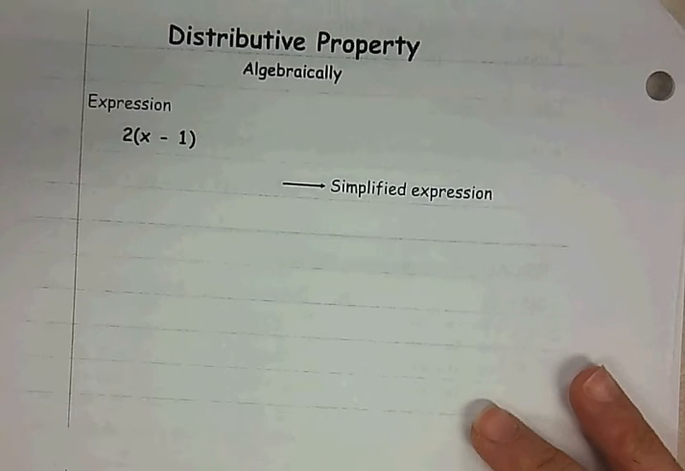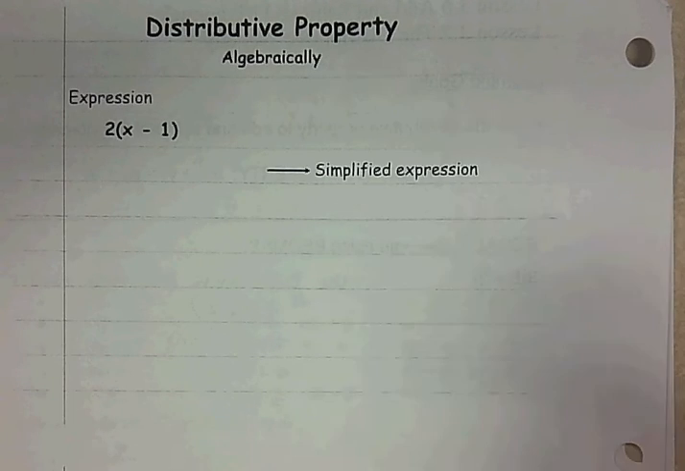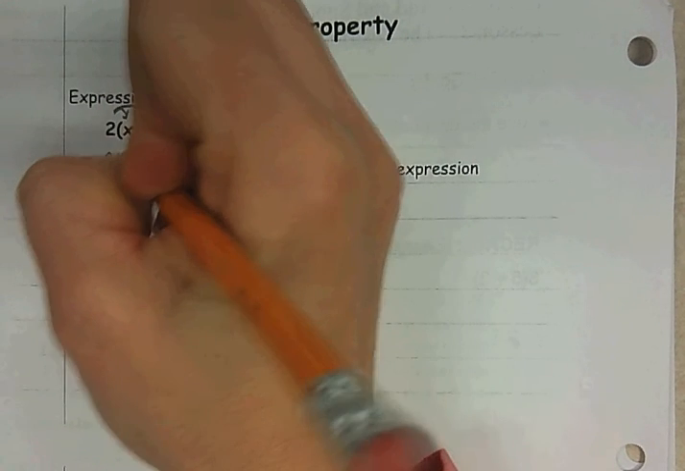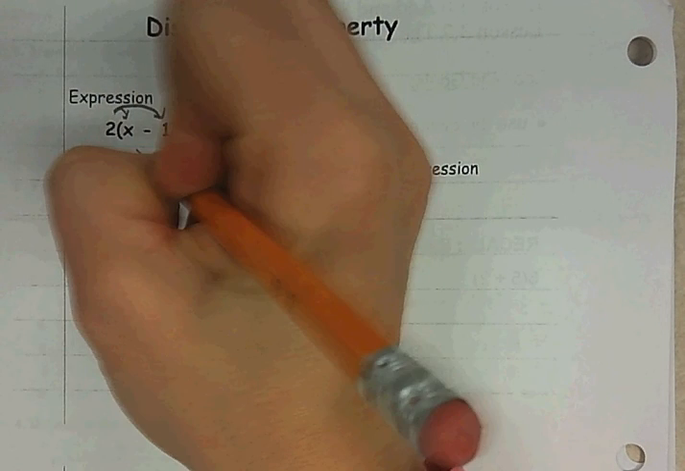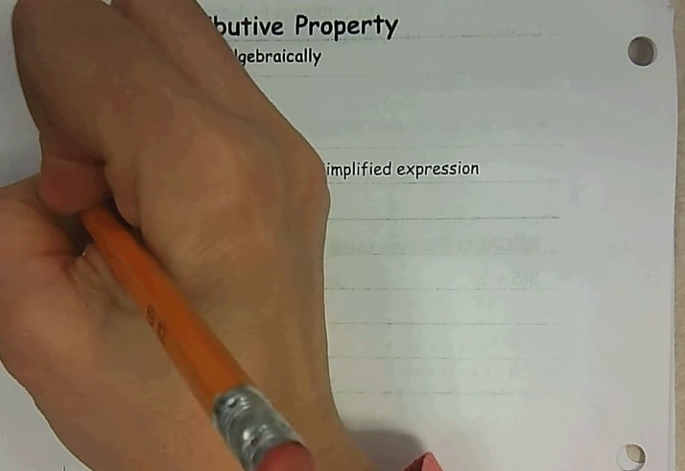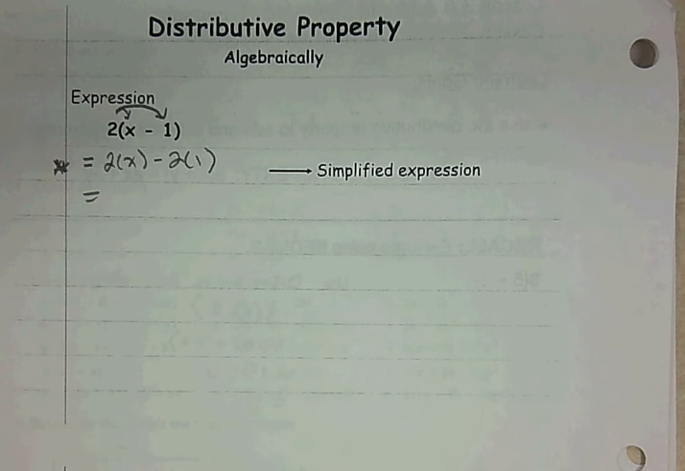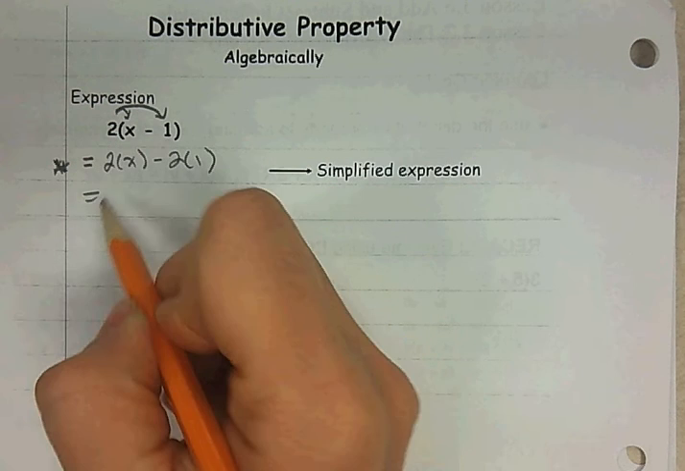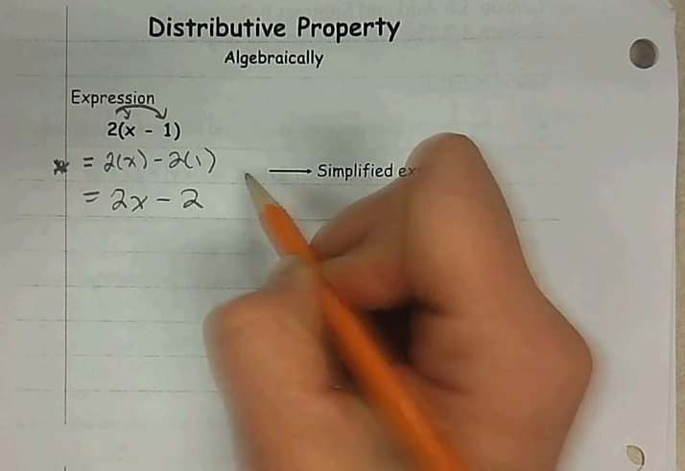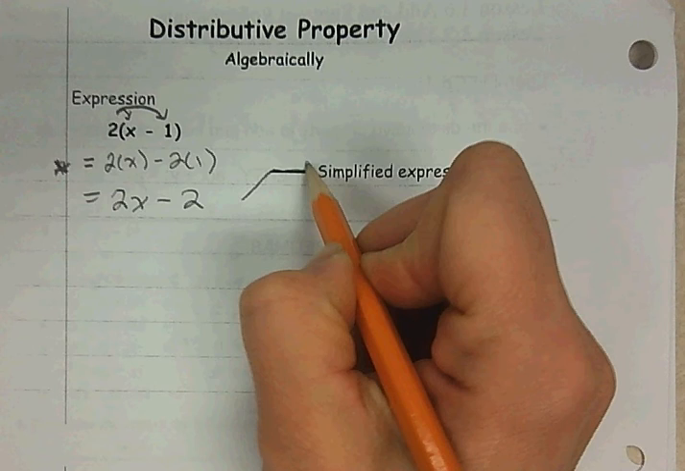Okay, in our next example, you can see that there's a 2 to distribute or multiply with the binomial x minus 1. So 2 times x minus 2 times 1. Remember, this line is optional. And then you would see the result 2x minus 2. So that's our simplified expression.